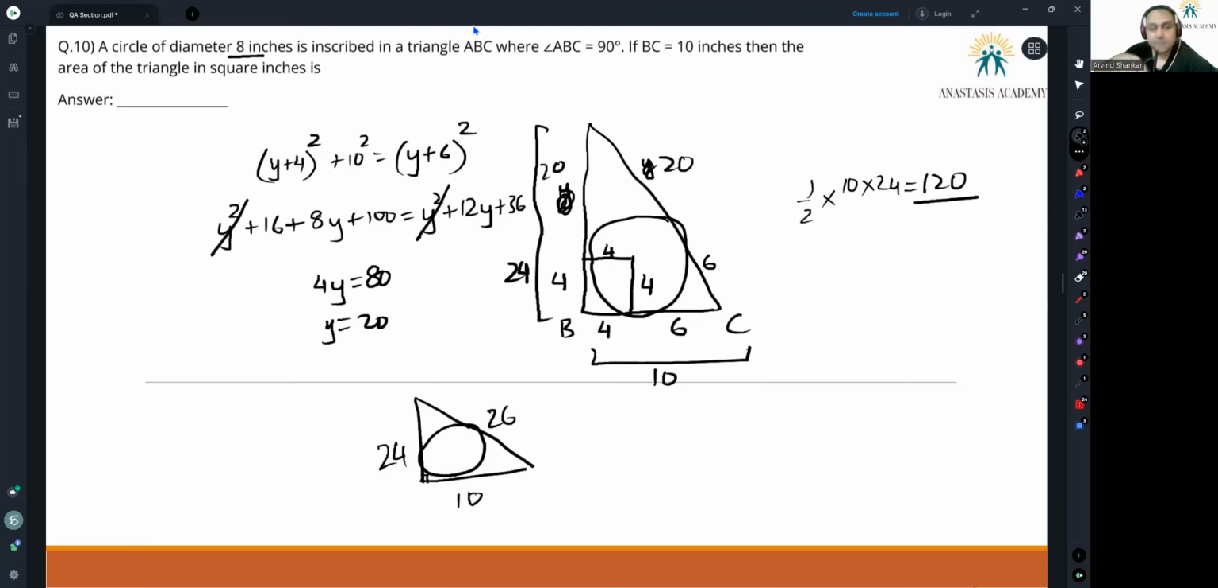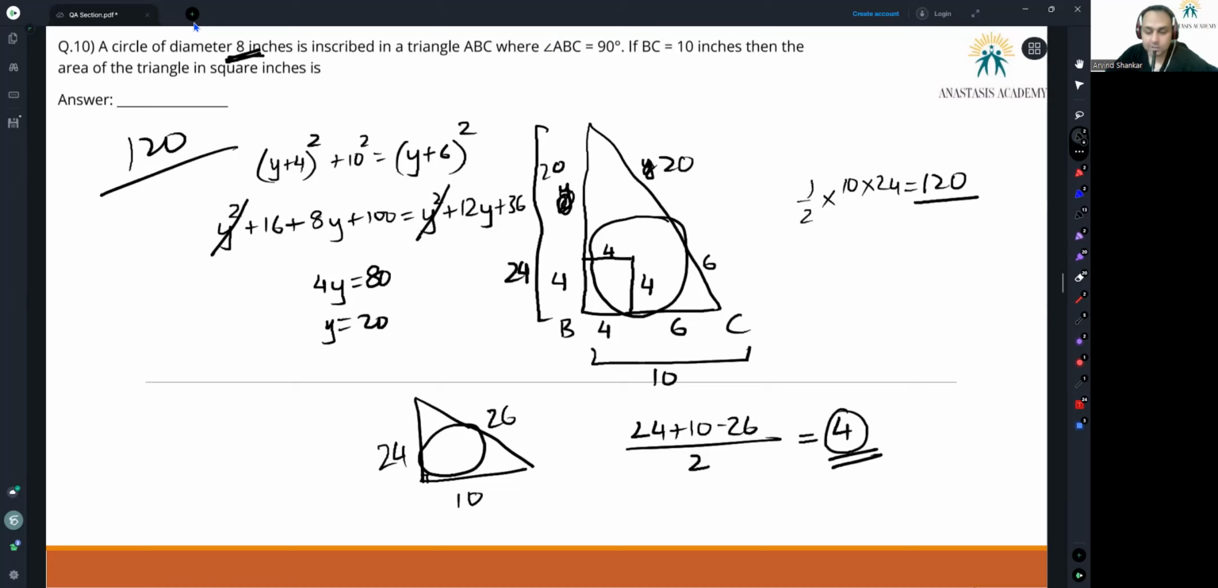You don't say this will be the case; you have to do one more check. We have to find its inradius. Inradius is 24 plus 10 minus 26 by 2. So 34 minus 26, the inradius is indeed turning out to be 4, as the question said. All the conditions in the question are met. Therefore, the answer would be directly 120.